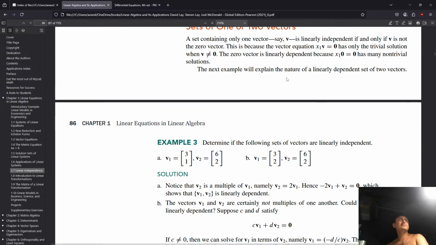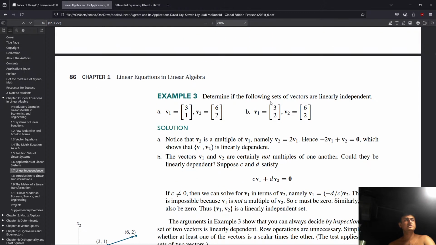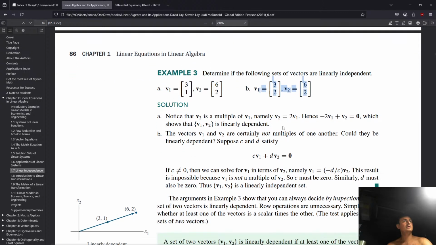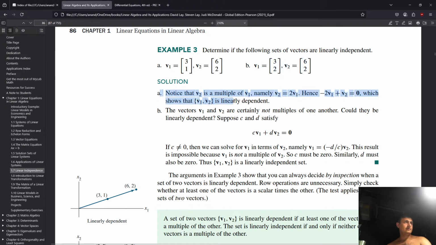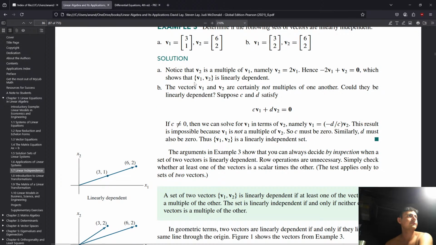The next example explains the nature of a linearly dependent set of vectors. This is obviously dependent. This is not. So this is how they show that. That's just probably the form they want. The vectors v1 and v2 are certainly not multiples of one another.